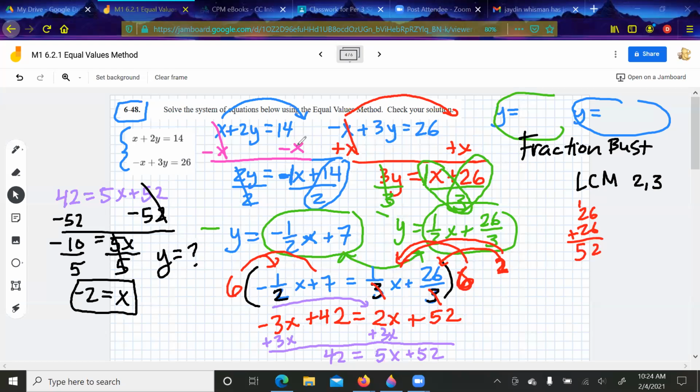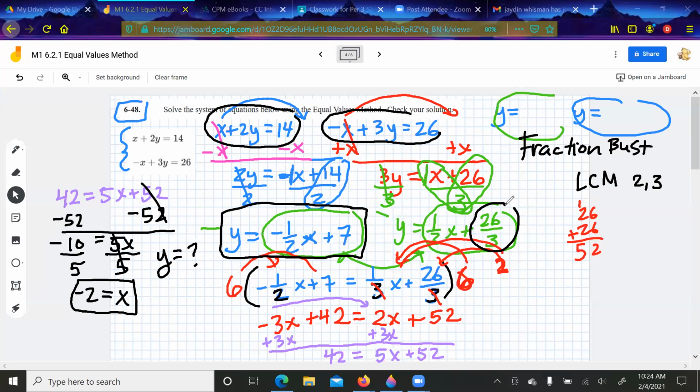To solve for y, we can plug it into either the original equation number 1, the original equation number 2, or I could plug it into this equation that's already solved for y, that one, or this one. I probably wouldn't pick this one because it's got that ugly fraction in it. So I'll pick that one right there, okay?